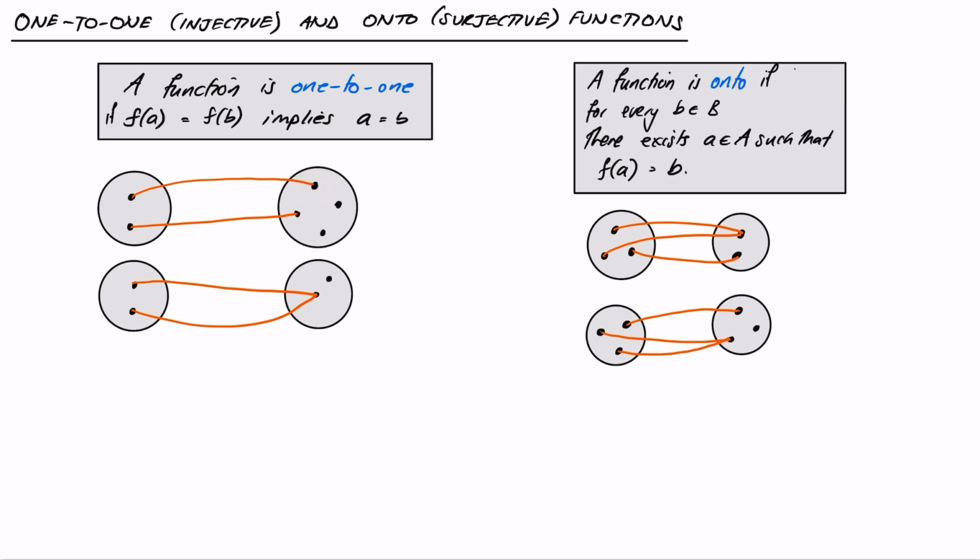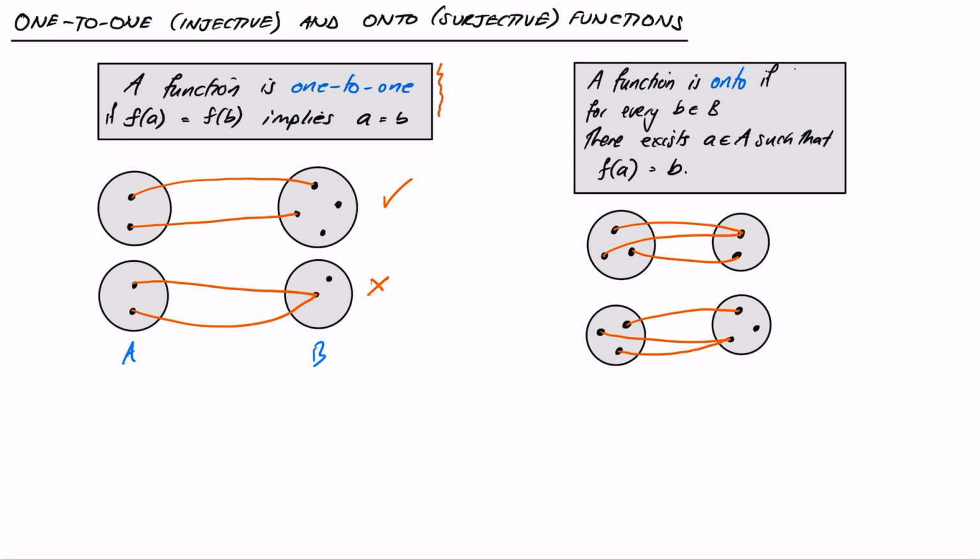So a one-to-one function looks a bit like this first one here, because there are no two different values from A going to the same value in B. The second one, however, is not one-to-one, because I have two things in A going to 1 in B. So this is 2-to-1.